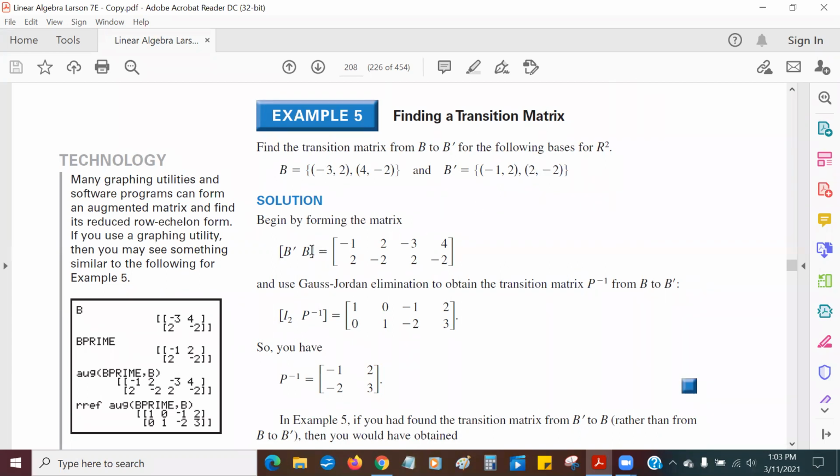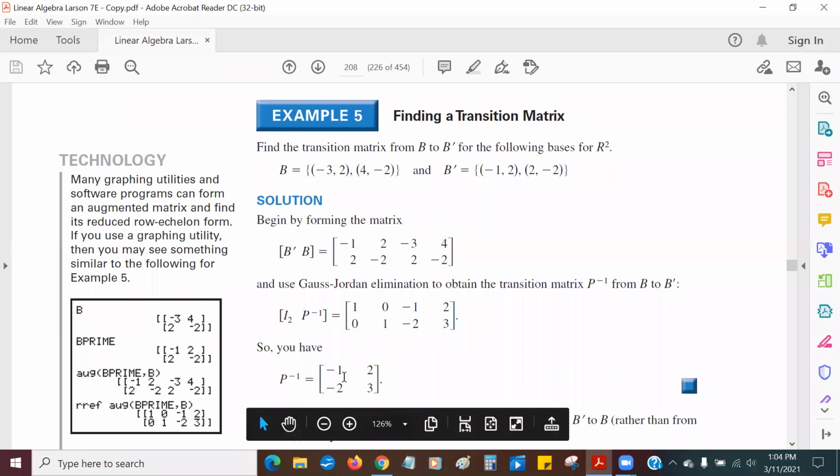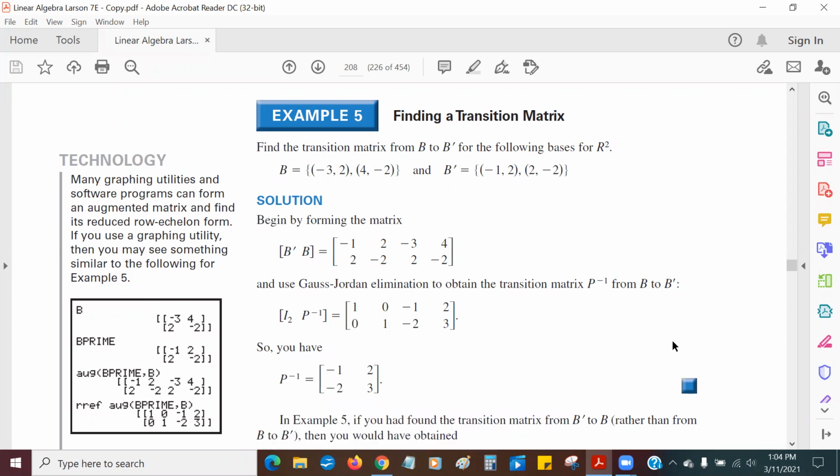First we make the matrix. We want to go from B to B prime, so we put the B prime here and the B over there, and we write it out like this. We want to turn this into the identity matrix and let the other entries follow along for the ride. When we do that, and you can figure out the steps on your own, you're going to get 1, 0, 0, 1 on the left side, and -1, 2, -2, 3 on the right side. So this here is going to be your P inverse. And when you multiply B times P inverse, you're going to get B prime.